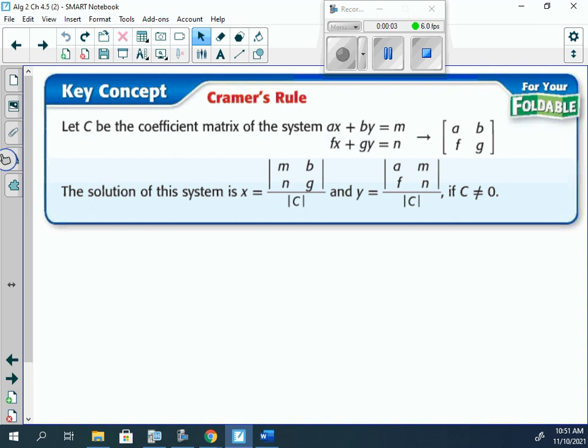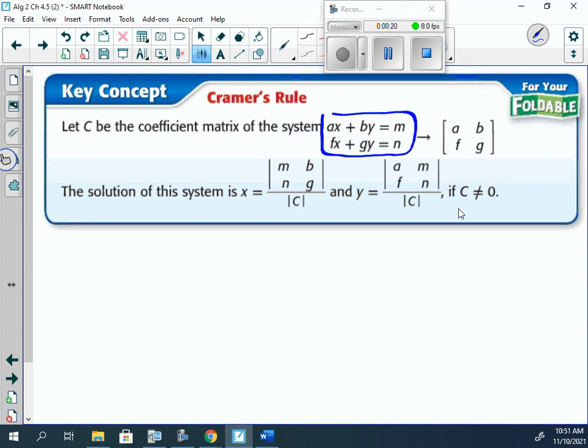What we're looking at today is using Cramer's rule to solve systems of equations. And Cramer's rule is utilizing determinants. What we'll do for Cramer's rule is we'll take a system of equations and write several determinants. The first one is going to be called determinant of C.